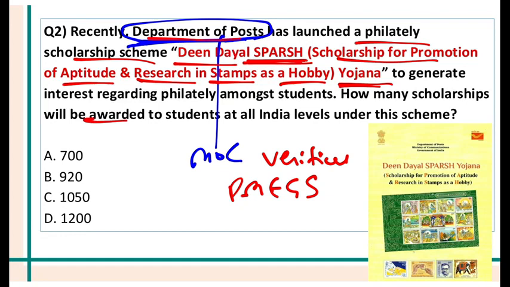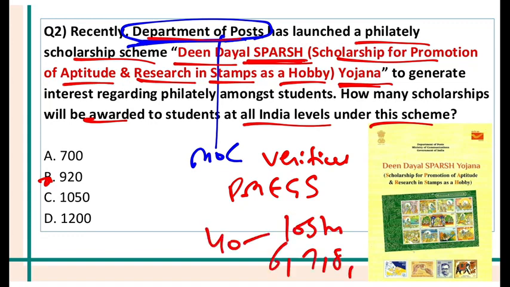So how many scholarships will be awarded to students at all India level under this scheme? Remember, the total number of scholarships that will be awarded is 920. This scholarship will be provided at all India level and at each postal circle level. Each postal circle will provide a maximum of 40 scholarships, to 10 students each of class 6, class 7, class 8 and 9, total 40.